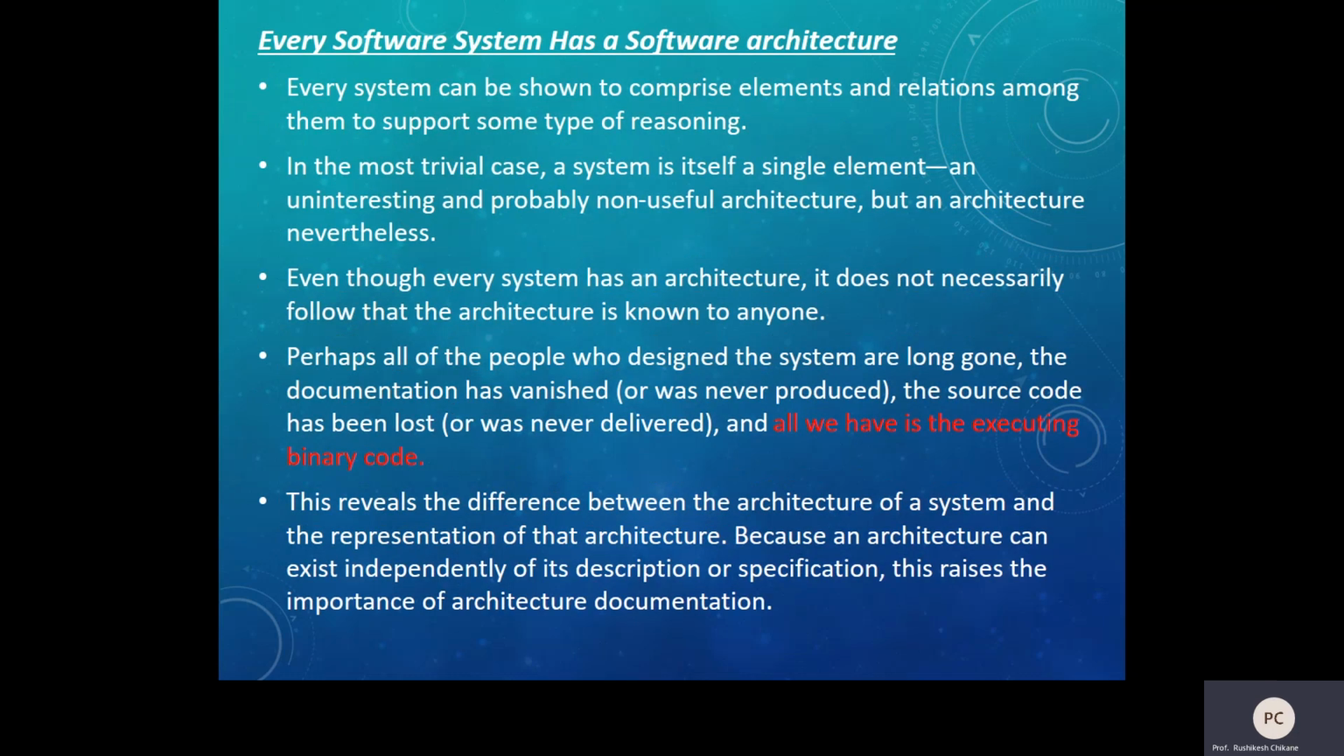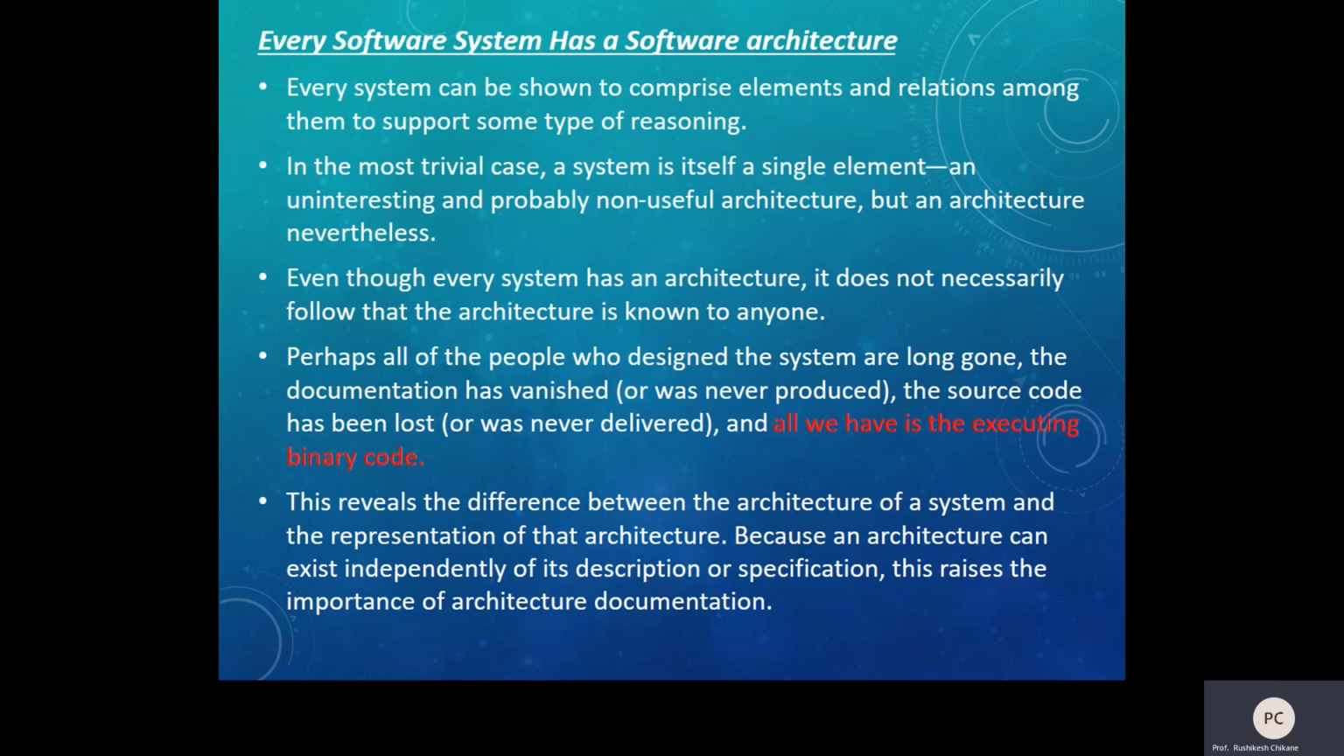Okay, so every software system has a software architecture. The system can be shown to comprise elements and relations amongst them to support some type of reasoning. In every system we can have n number of elements, and those elements must have relationships between them. Then and only then can it execute the data. So all systems must have elements which are related to each other.